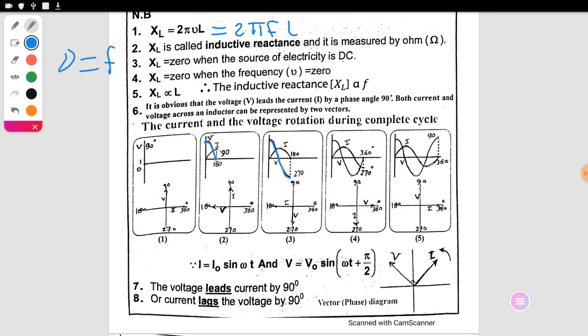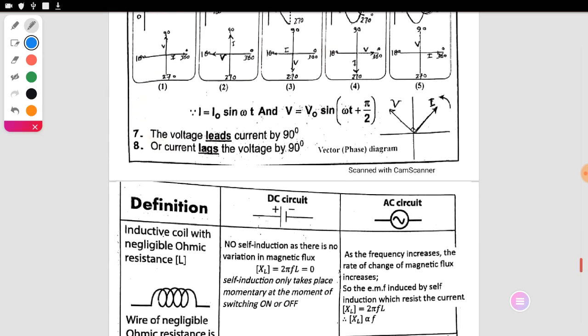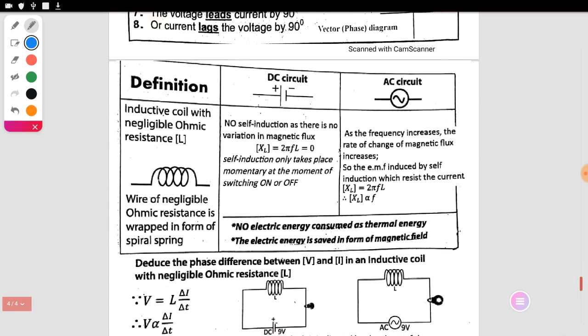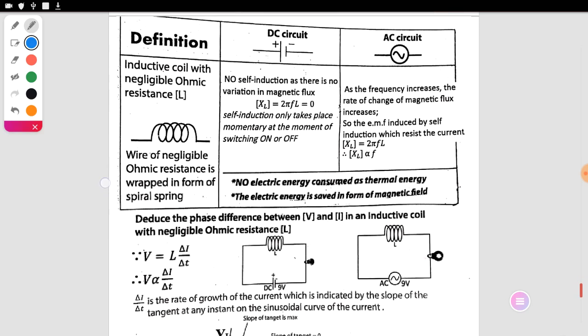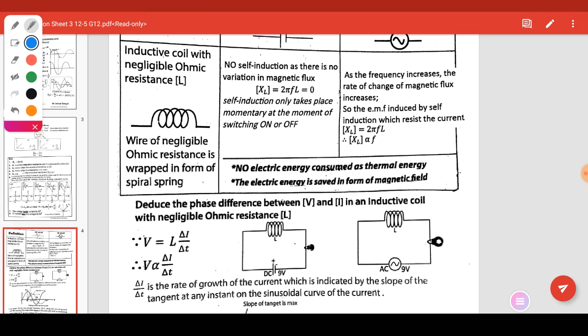I equals I maximum sine omega t, and V equals V maximum sine of omega t plus pi over 2. This is omega t only, but this is omega t plus pi over 2. This means that the angle of the voltage is more than the angle of the current by 90. The voltage leads the current by 90 degrees. The current lags the voltage by 90 degrees.